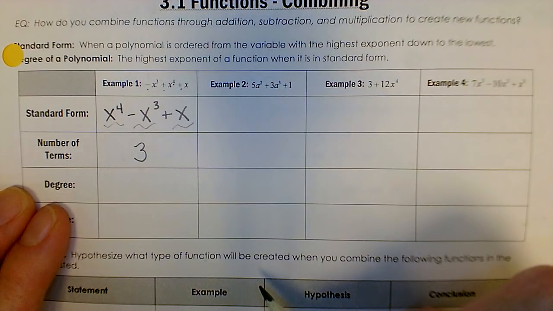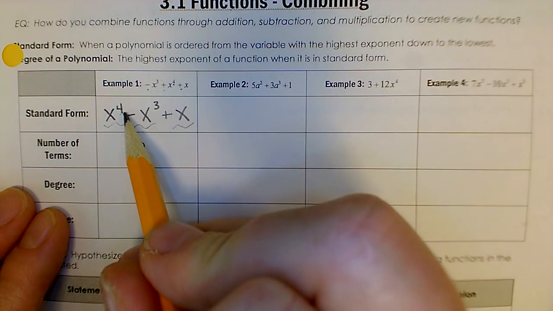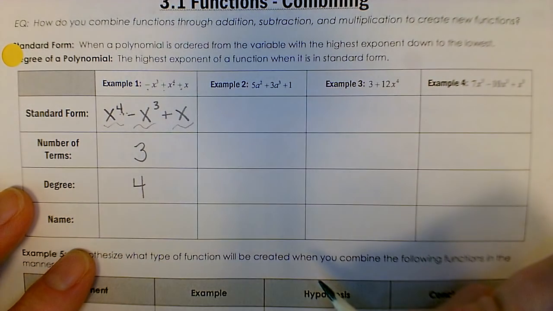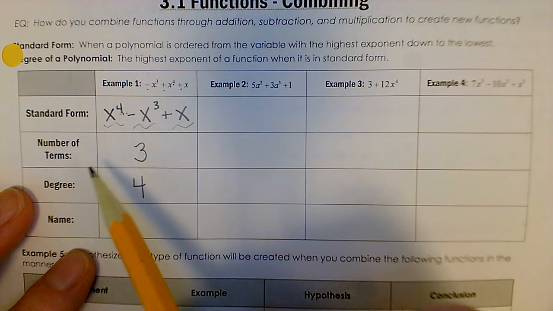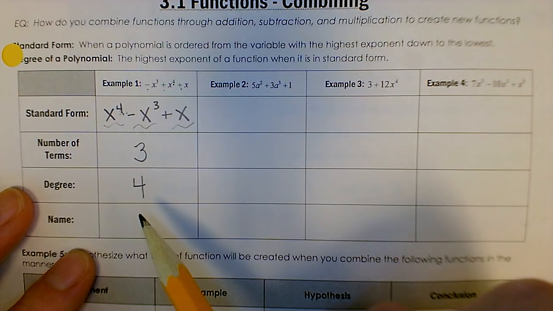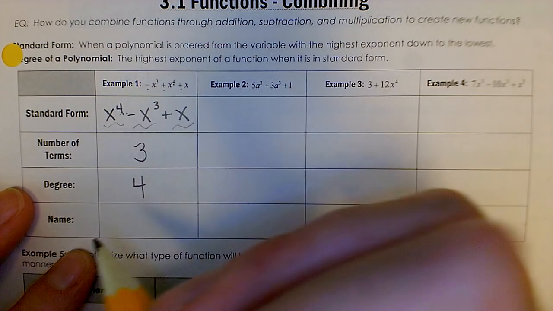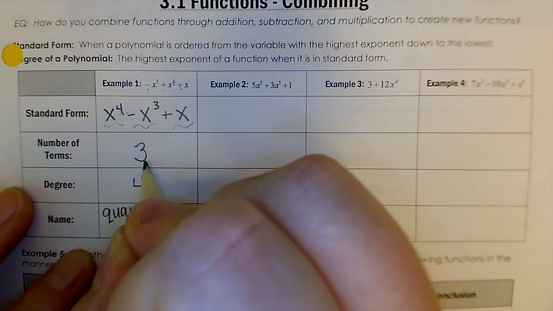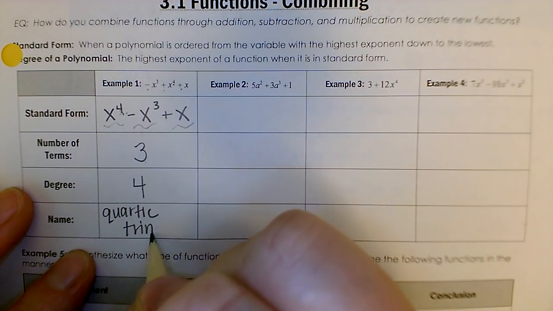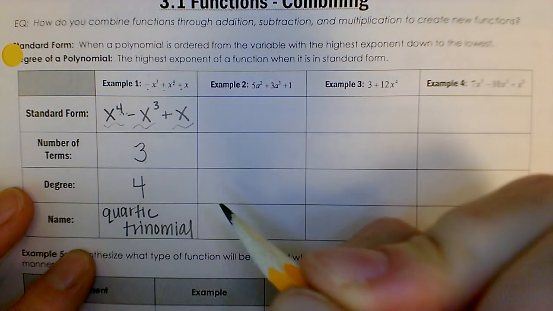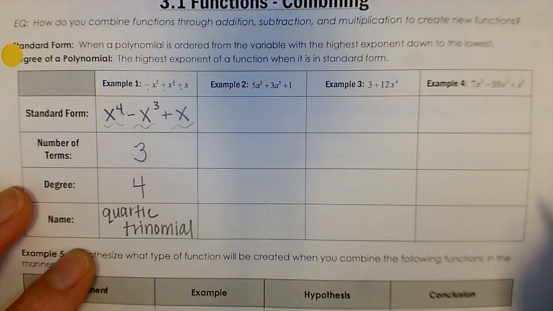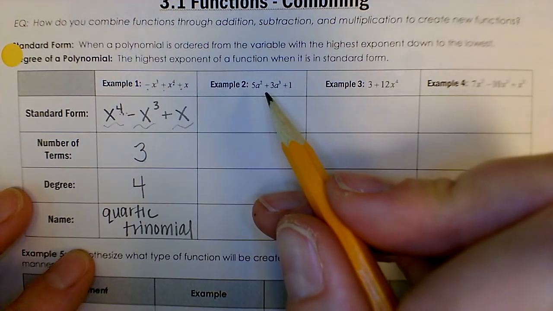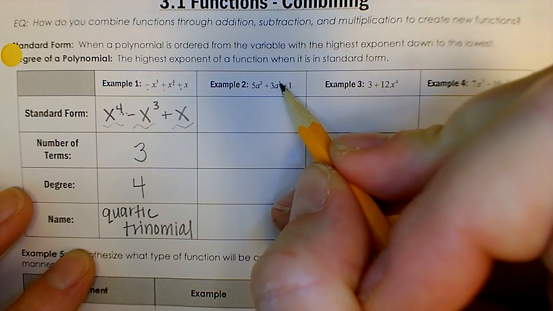My degree, again, is the highest exponent. So my highest exponent is 4, so my degree is 4. And name is dependent on the number of terms and the highest degree. So 4 tells us it's quartic, and then the 3 terms tell us it's a trinomial. And these are terms you learned back in Math 1, but if you have questions in naming, you can always go look it up.